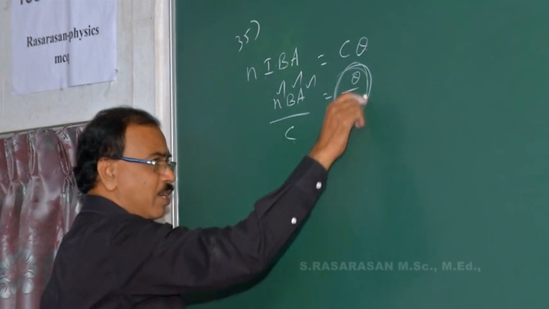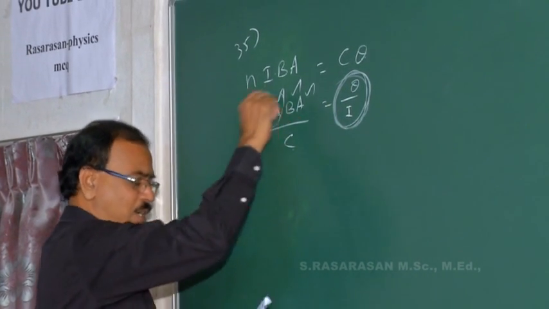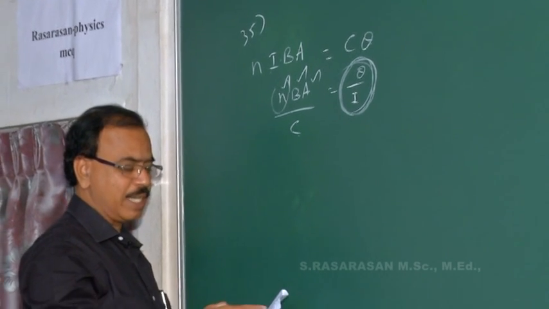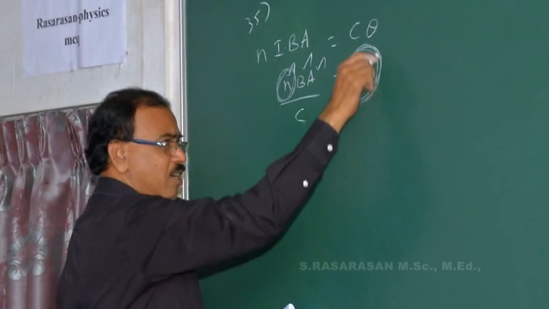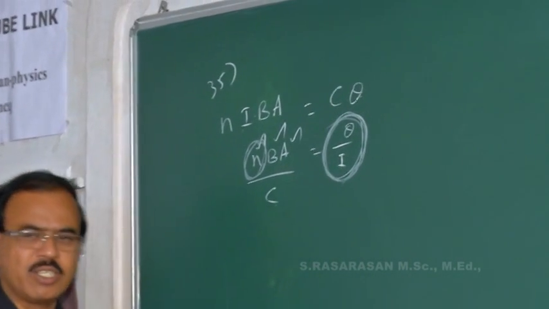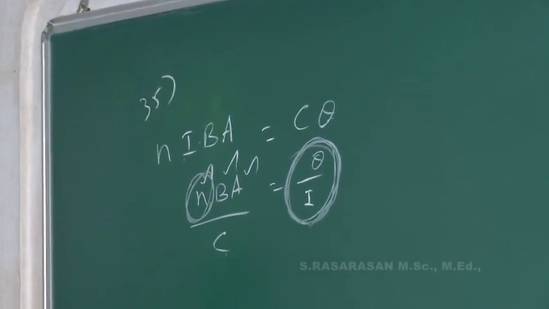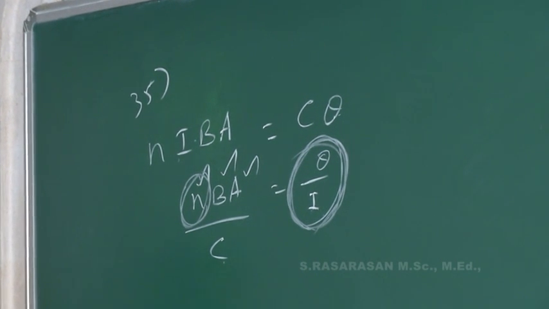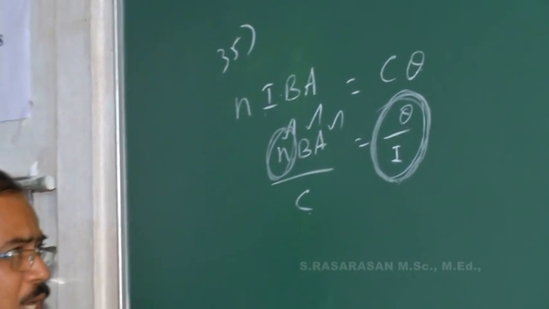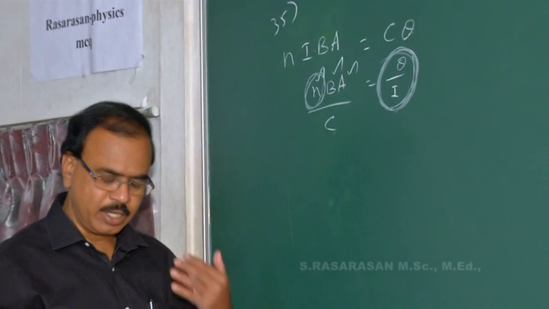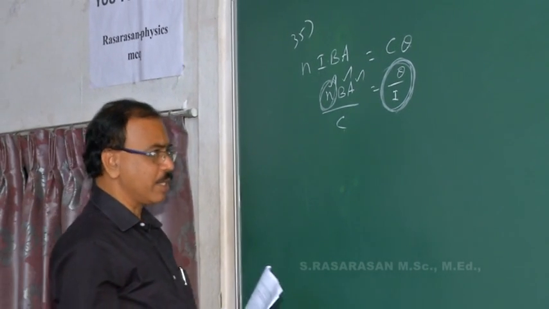So current sensitivity increases as the number of turns increases. When the number of turns in the galvanometer is doubled, current sensitivity is also doubled, because the two are directly proportional. To increase the current sensitivity, the number of turns should be increased. If doubled, current sensitivity is also doubled. Similarly, if B is increased and A is increased, or C is decreased, it increases.